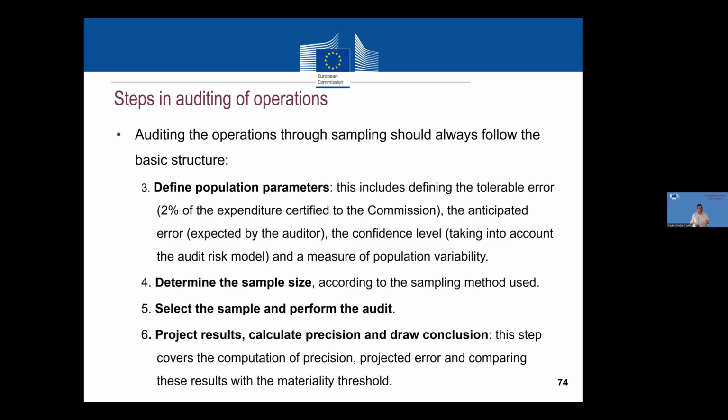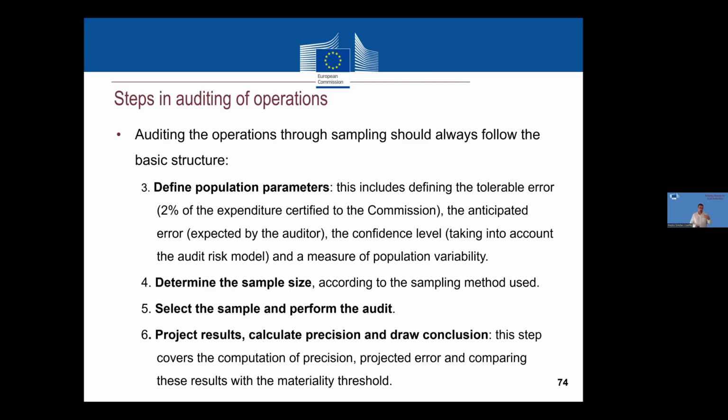To set up the system, we have to define some population parameters. For instance, the tolerable error that we have already talked about, which is 2% of the expenditure. The anticipated error that we have already talked about at length should be as realistic as possible. The confidence level, which we know is related to our assessment of the reliability of the control systems. And we also need a measure of the population variability, so an approximation of the standard deviation of the errors or the error rates, based on the same sources as the anticipated error: historical data, pilot samples, or professional judgment.